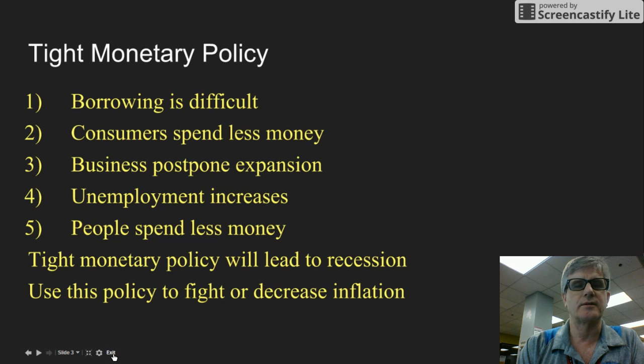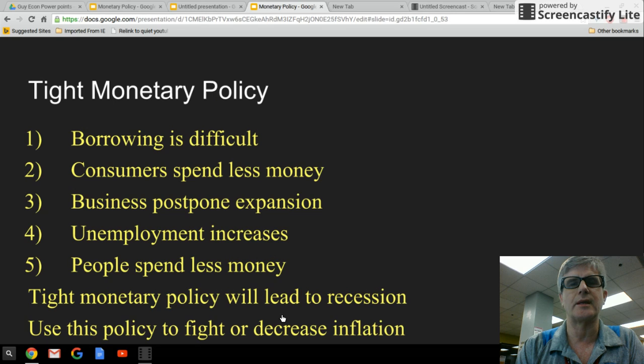So these are the different types of policies: tight monetary policy and loose monetary policy. And these are the three tools of monetary policy, and we'll go into each one in a separate slideshow, and we'll go into each one in more depth and show how they increase or decrease GDP and C.